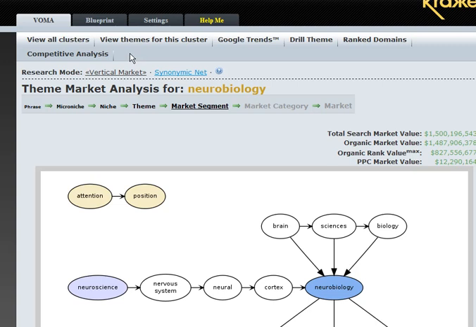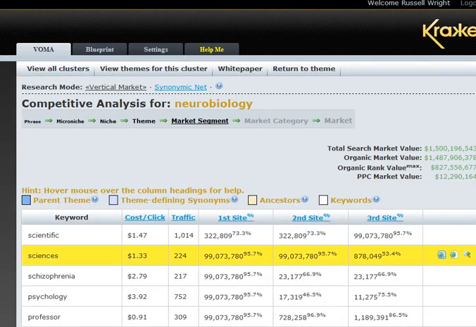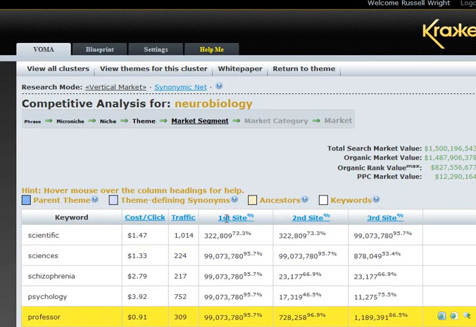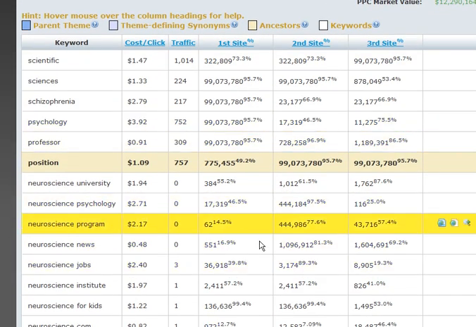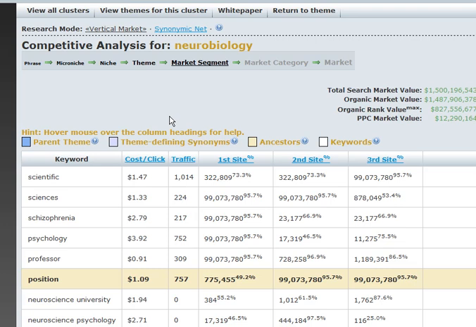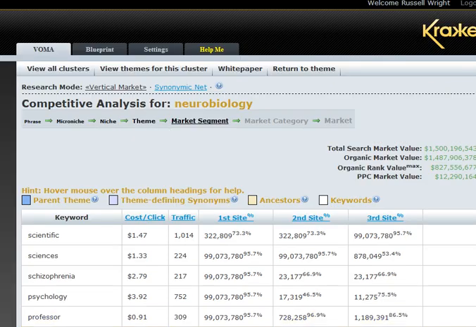Okay, now we're going to click competitive analysis, which is on your left side if you're in Mozilla. This is cool because you get to see how all these sites are, how many inbound links you have coming to each one of these individual keywords. Then I'm going to hit the white paper.